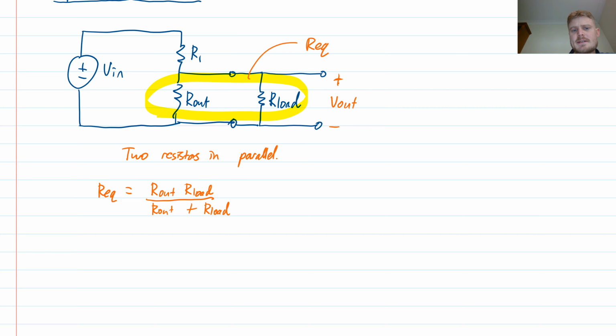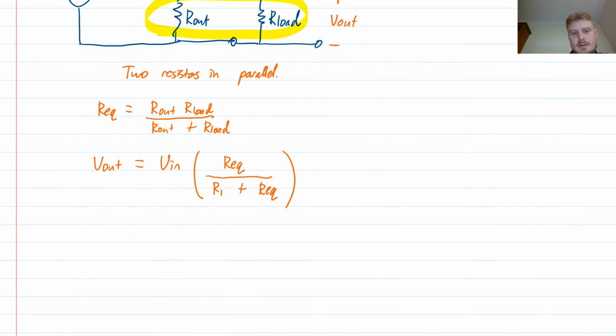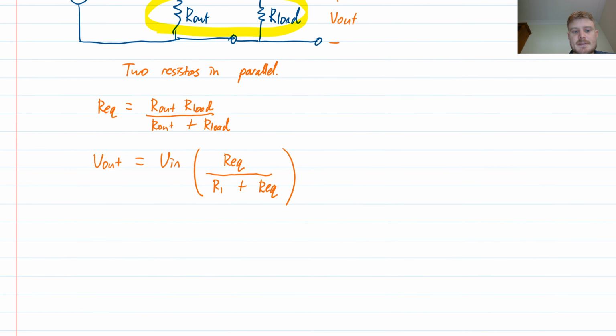And so now the expression for my voltage divider is going to look like this. V out is V in multiplied by, in this case, the resistance across the output, which is this R equivalent that I just calculated, divided by the total, which is R1 plus R equivalent. So you see, if there is a load, then the output voltage will change. That's kind of a weakness of this design.